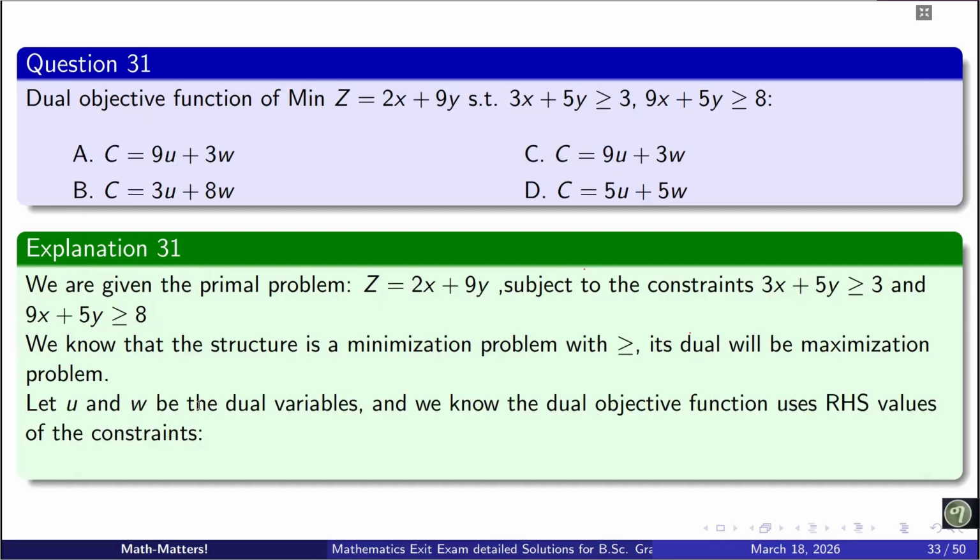So let's assume that u and w are the dual variables, the new variables, and we know that the dual objective function uses the right hand side values of the constraints. That means the right hand side values are 3 for the first constraint and 8 for the second constraint. Therefore, we maximize C equals 3u plus 8w, where u and w are the dual variables.